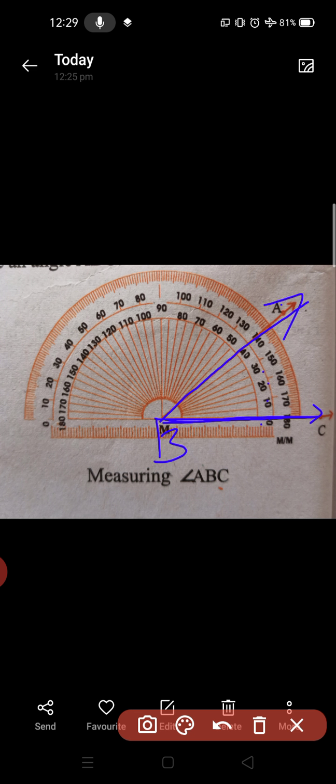So this is 0. Start from 0: 0, 10, 20, 30, 40. So it exactly coincides at 40 degrees. So the measure of angle ABC here is 40 degrees. Okay, like this we can measure any angle by using the protractor.